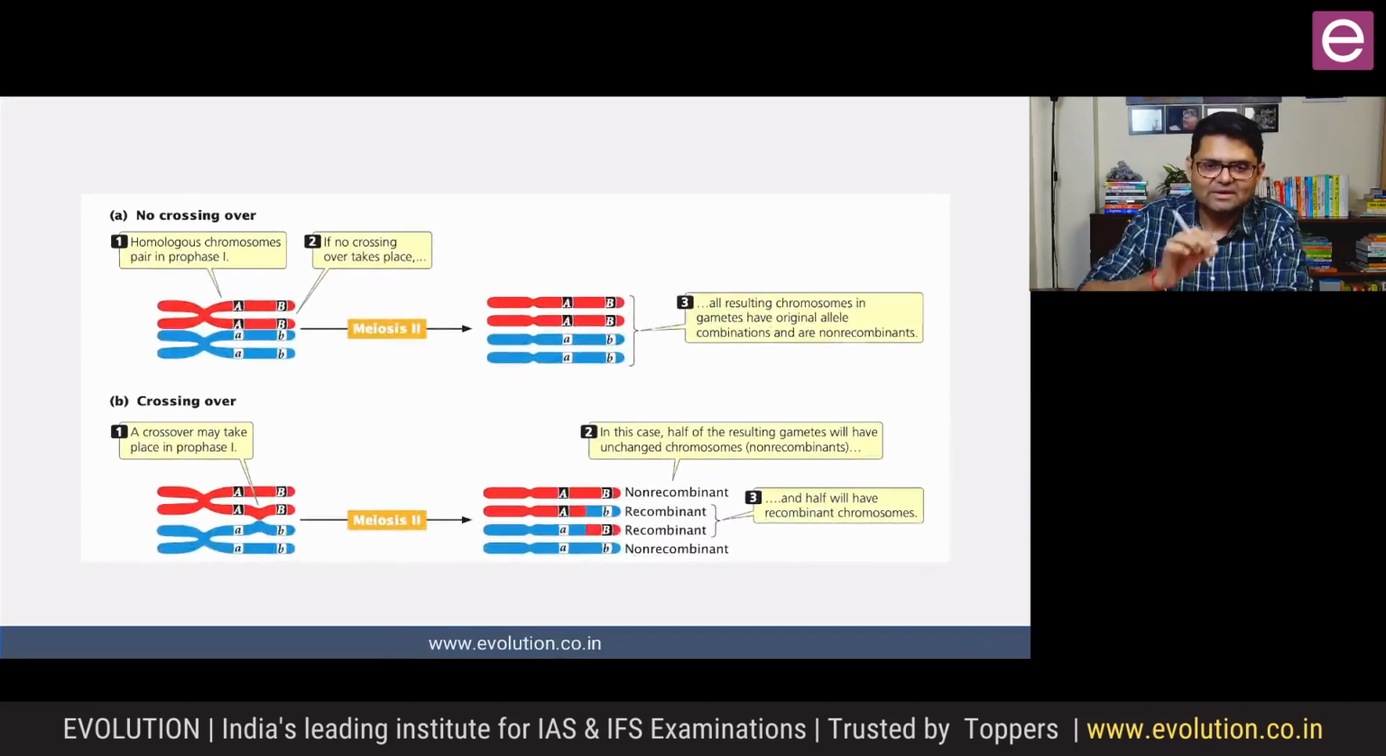So in this case, half of the resulting gametes will have unchanged chromosomes, but the other half will have recombinant chromosomes. So in one particular meiosis, if crossing over happens between A and B, the A and B combination will be broken. But is it necessary that crossing over between A and B will happen in every single cell that is going through meiosis? The answer is no. Some of the cells will have it, the rest of the cells won't. And that way you will never get the Mendelian ratio. So that is the effect of crossing over.